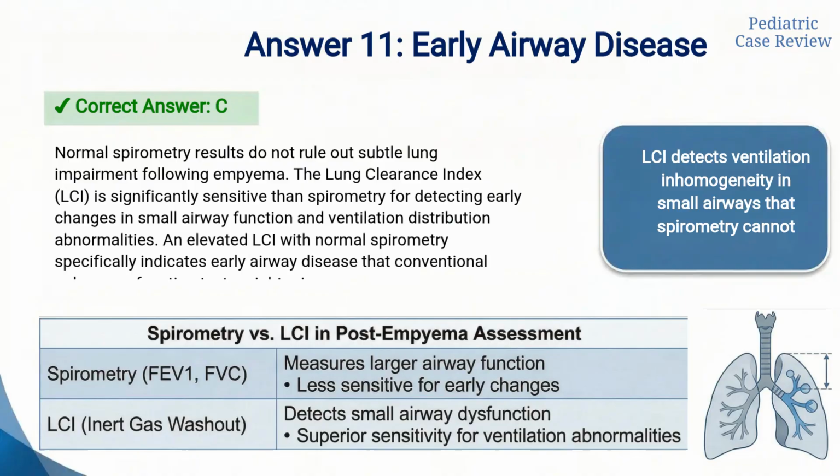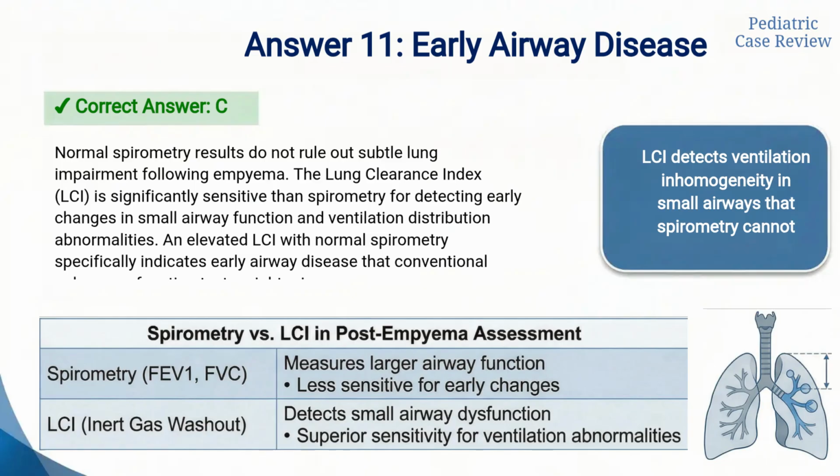This case illustrates a critically important concept in post-empyema follow-up. Normal spirometry results do not rule out subtle lung impairment following empyema. The lung clearance index measures ventilation inhomogeneity using inert gas washout technique and is significantly more sensitive than spirometry for detecting early changes in small airway function and ventilation distribution abnormalities.